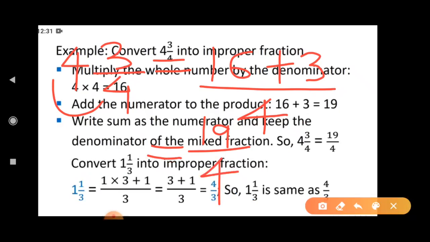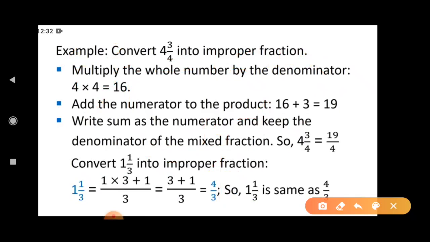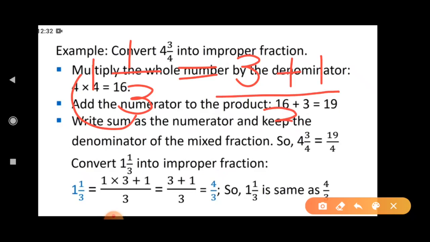Let us take another example. Convert 1 1 upon 3 into improper fraction. 1 1 upon 3 is given. Now we have to multiply these two numbers. 3 1s are 3, plus add it in numerator and then write denominator as it is. Now 3 plus 1 is 4 and in denominator it is 3. So our answer is 4 upon 3.